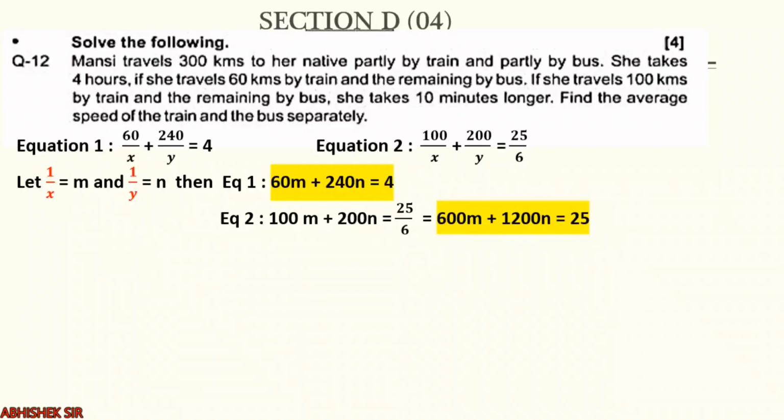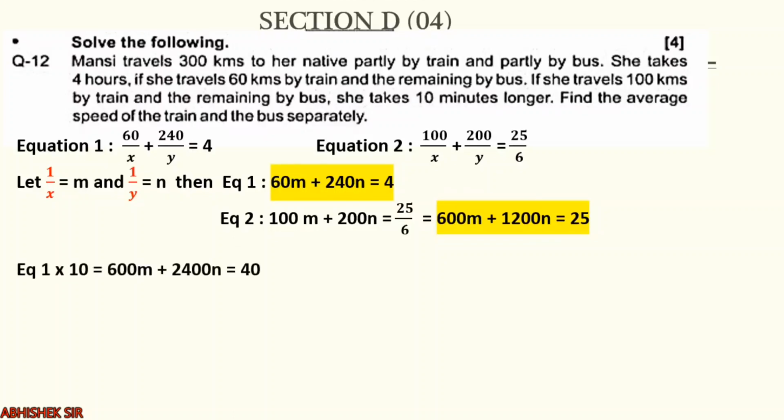But 25 by 6, as it is in ratio form, I have taken 6 to the other side, and this 6 multiplied by 100m will become 600m, 6 into 200n is 1200n equals 25. So now you can see both of the equations, even though there are larger numbers, are in normal form. So we can do the method of elimination over here as well. If we eliminate, we will get the values of m and n. Then we will take the reciprocal and find x and y.